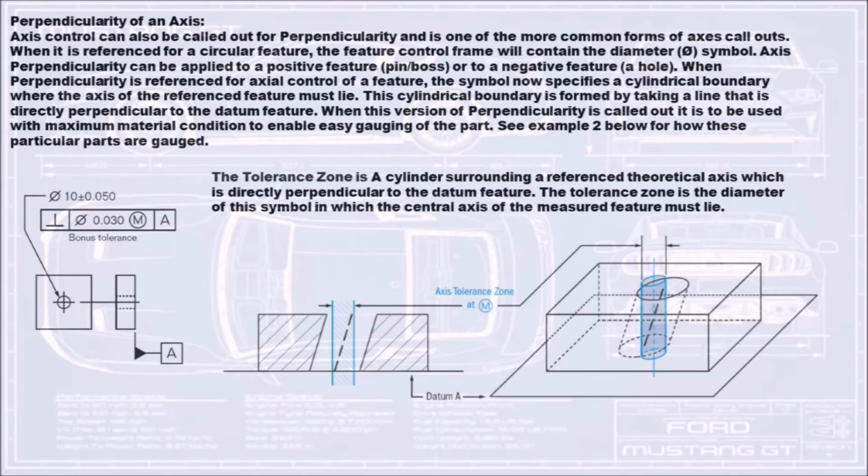This cylindrical boundary is formed by taking a line that is directly perpendicular to the datum feature. When this version of perpendicularity is called out, it is to be used with maximum material condition to enable easy gauging of the part. See example 2 below for how these particular parts are gauged. The tolerance zone is a cylinder surrounding a referenced theoretical axis which is directly perpendicular to the datum feature. The tolerance zone is the diameter of the symbol in which the central axis of the measured feature must lie.